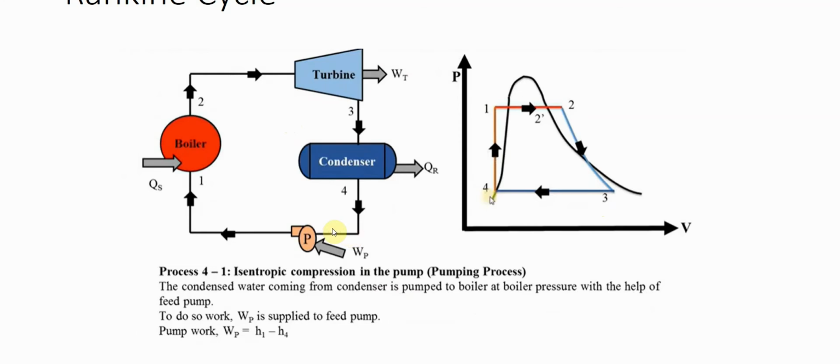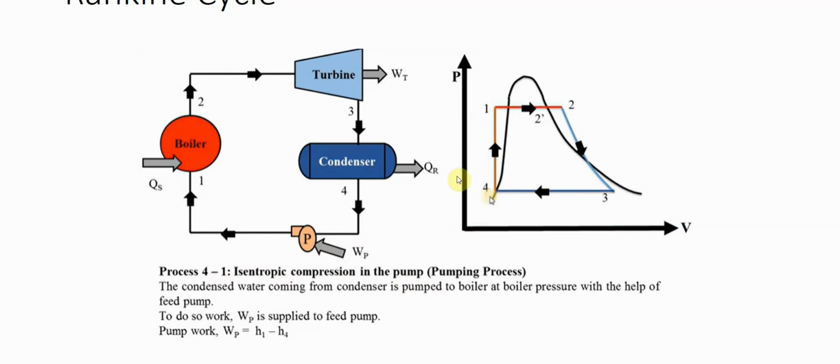And the last process, process 4 to 1, that is isentropic compression in the pumping process. So you need some external energy, WP, because you want to operate this pump, and this pump will feed this water again into the boiler for the heating process. So here you can see that the pressure, because you need the boiler, and compression will occur and pressure will increase.